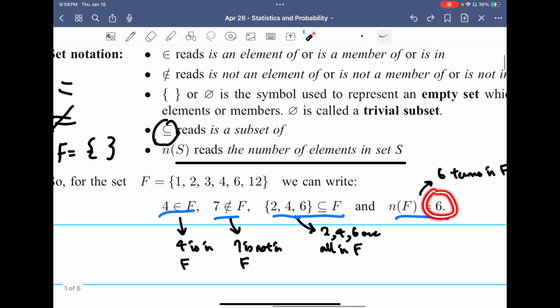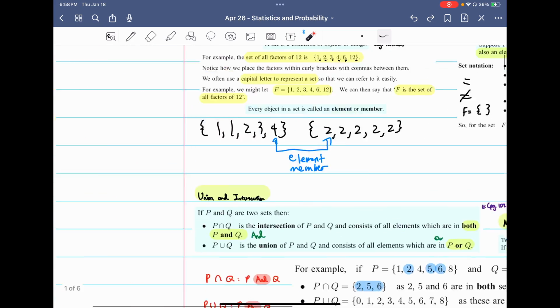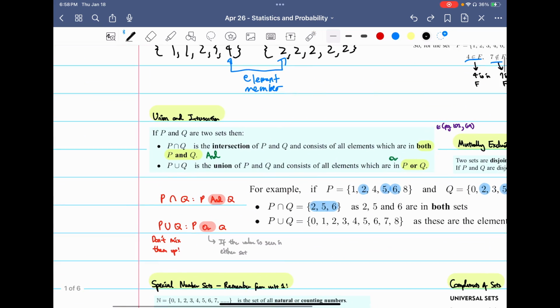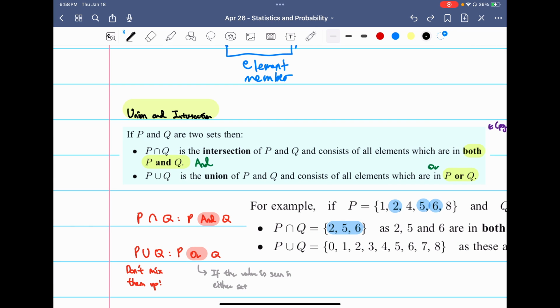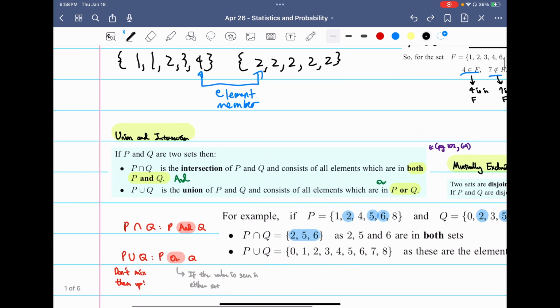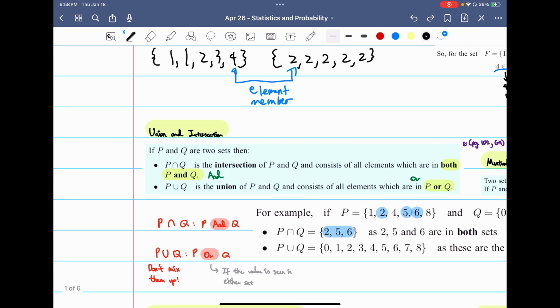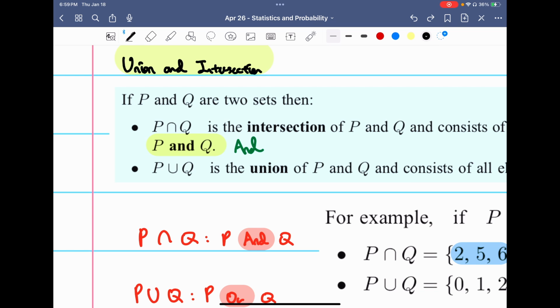So the answer would be 6. Not too difficult yet. However, it gets a little confusing as we are introduced to union and intersection. Let's look at what these are. If P and Q are two sets, let's look at, I call it N, but it's actually called intersection.